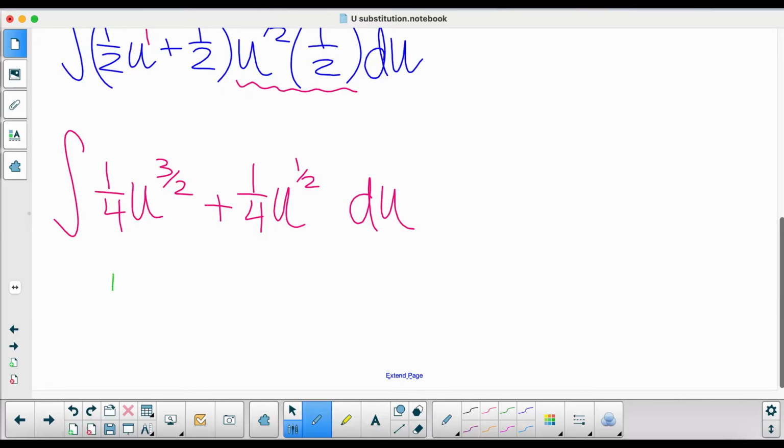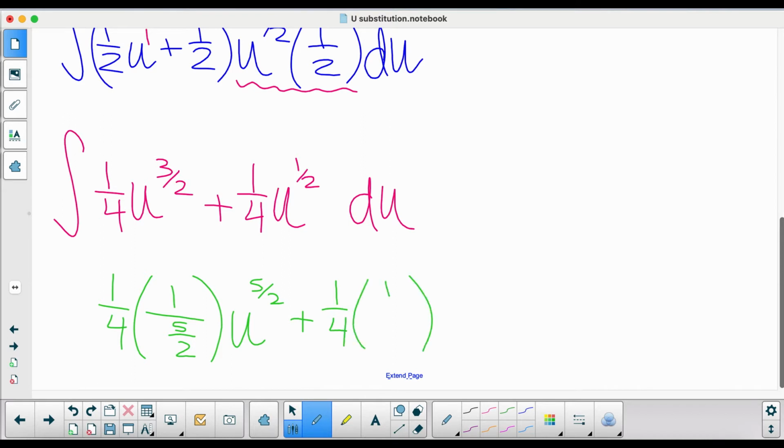Okay, as we integrate, the 1/4 comes down. I'm going to leave a space for 1 over our new exponent. And u, we add an exponent, so this becomes 5/2. So this becomes 1 over 5/2. Plus 1/4. Again, leave a space for 1 over my new exponent. U, add 1 to 1/2. You get 3/2.